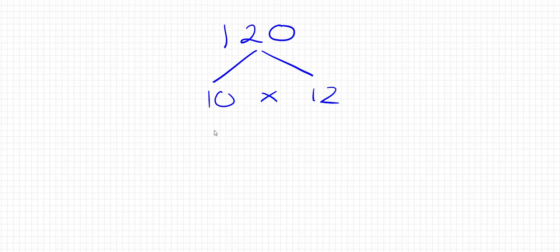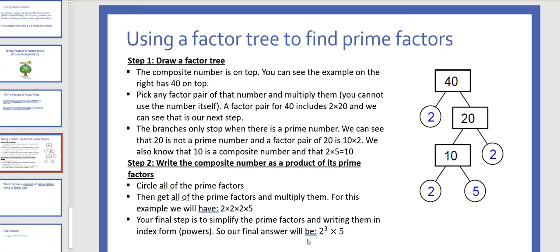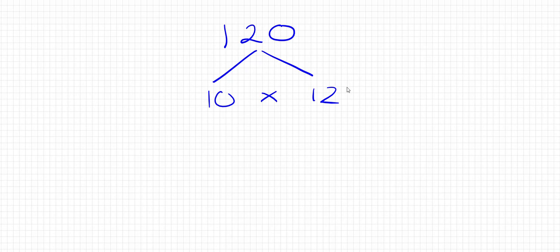Now, the next step is to keep breaking down our composite numbers, and our branches stop when there is a prime number. Okay? So we only stop when we see a prime number. Now 10 and 12, they are both composite numbers, not prime numbers, because I know, yes, 1 times 10 gives me 10, but also 2 times 5 gives me 10. Okay? Now, can I stop here? Yes. 2 and 5 are prime numbers. I can't break them down any further. There's no point in writing 1 times 2 or 1 times 5.